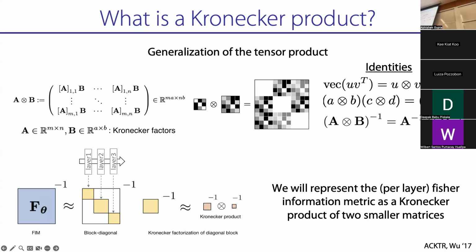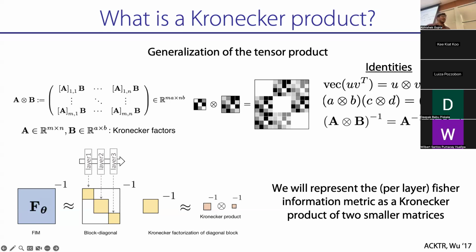Okay, so what we're going to do is take our Fisher information matrix and block diagonalize it. So we're going to ignore any cross correlations between layer one and layer two. It's obviously an approximation, but we're going to only consider correlations between layer one and layer one, layer two and layer two, layer three and layer three. And then we're going to say that each of these block diagonal terms we'll write as a Kronecker product of two things. And then you can invert those two smaller matrices, and then you're never inverting a billion parameter thing.